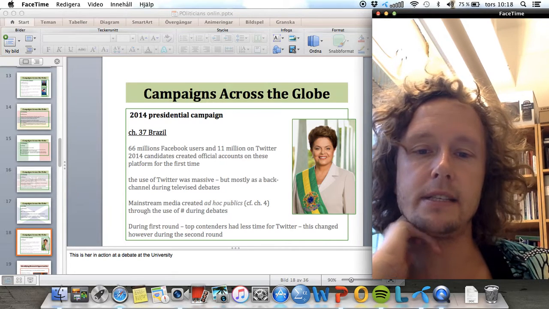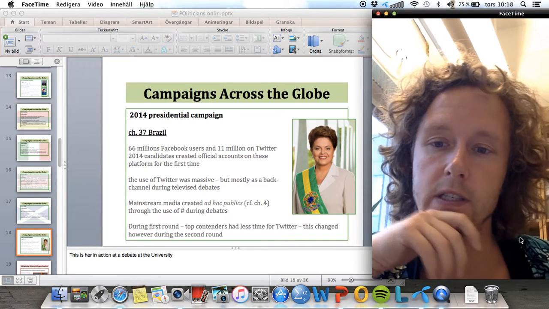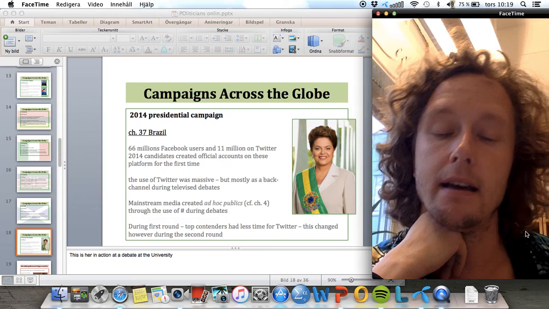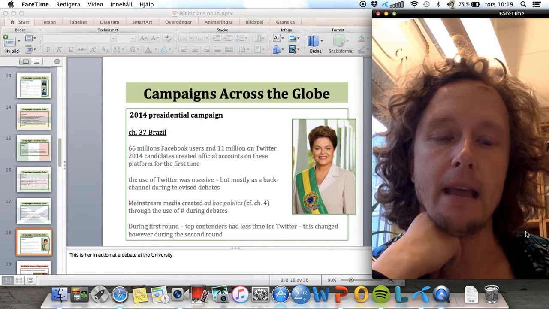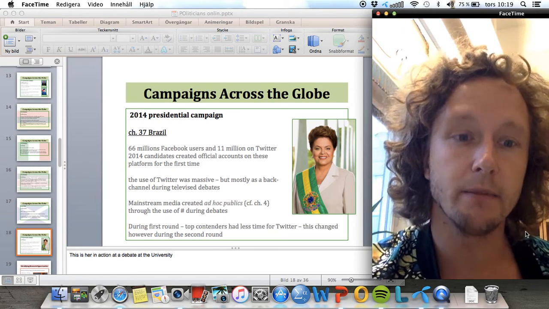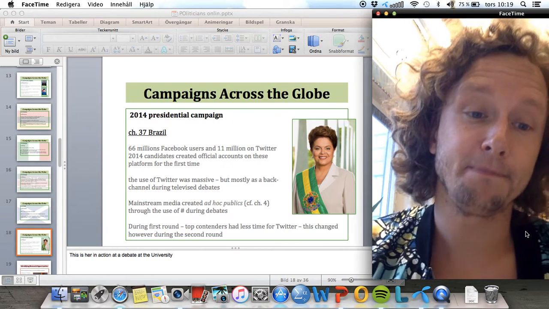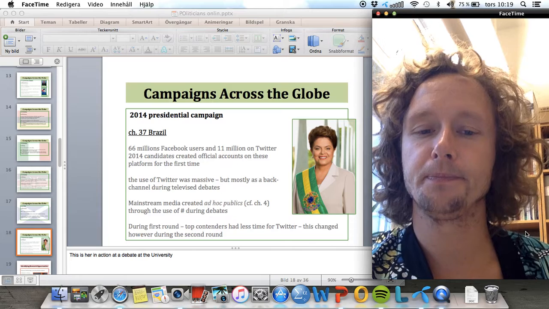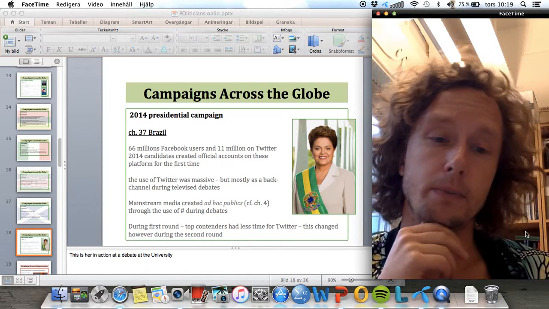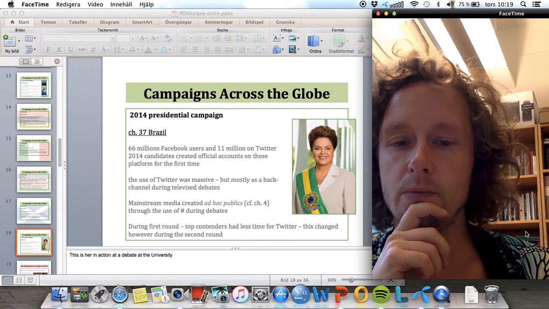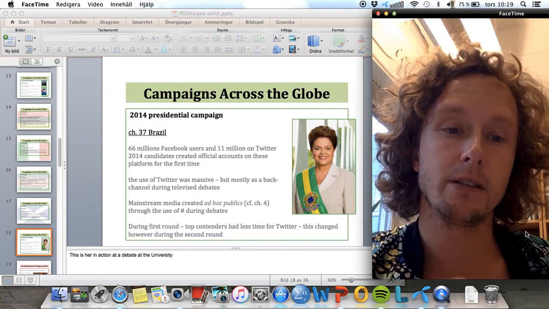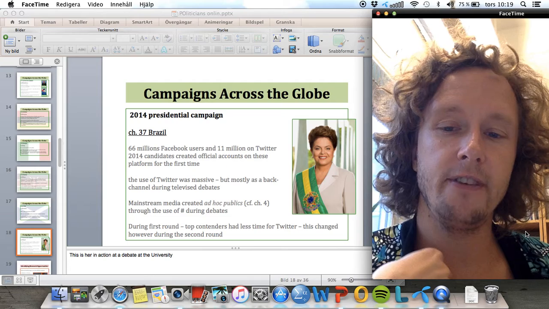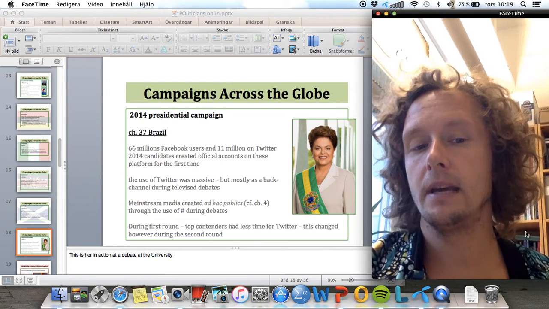And in 2014, candidates created official accounts on these platforms for the first time. The use of Twitter was massive, but once again very much in a hybrid media system kind of way, as a back channel during televised debates, with certain hashtags, creating ad hoc publics. You remember Axel Bruns' chapter 4, where he talks about ad hoc publics, so it has a clear dialogue with that chapter. The author also finds that there is a difference between the first round and the second round. During the first round, it was mostly used by underdogs, so to speak. Top contenders had less time to spend there. They had better things to do with their time than to hang on Twitter and Facebook. However, during the second round, their presence there became more salient.